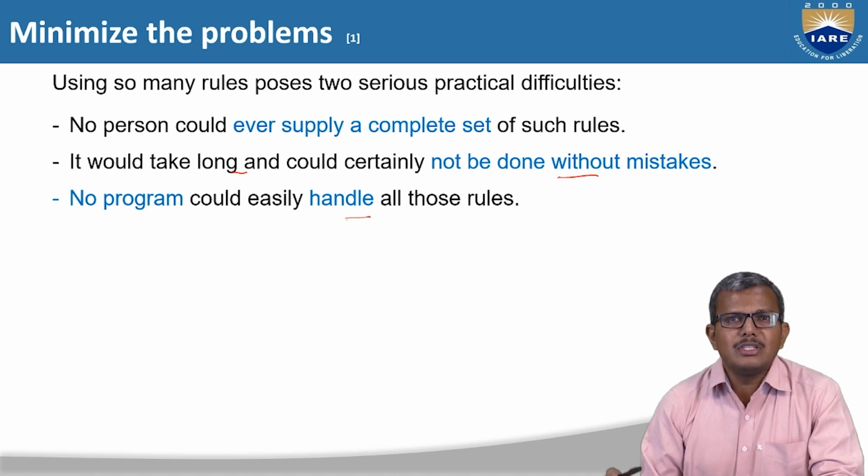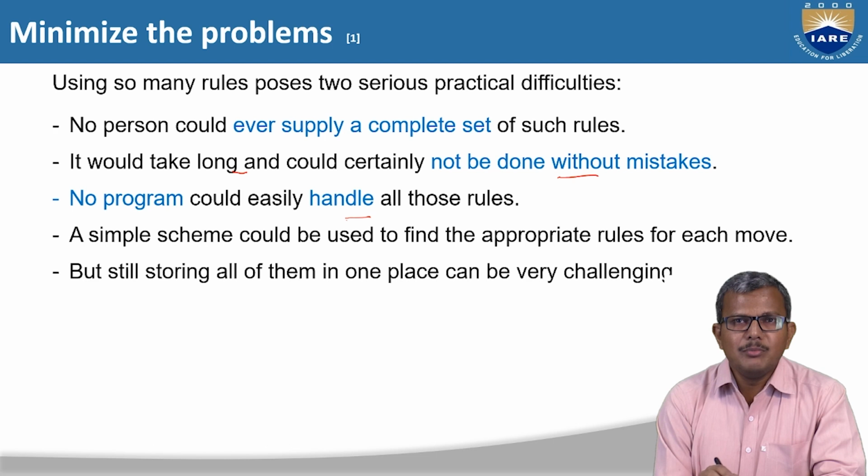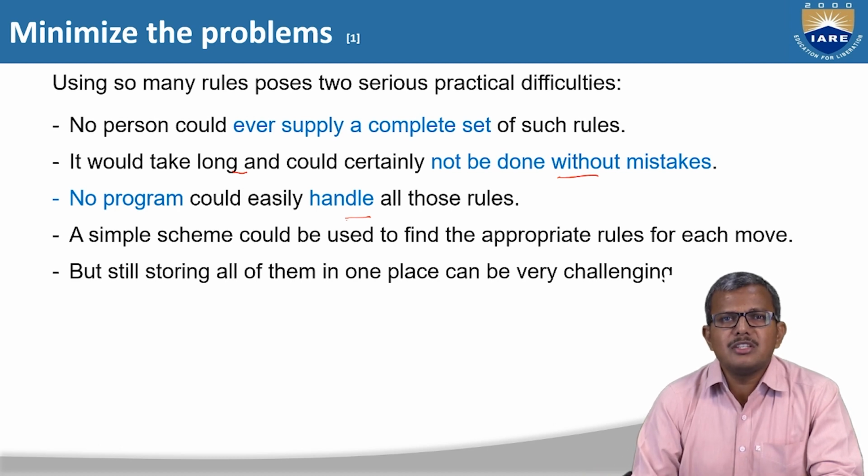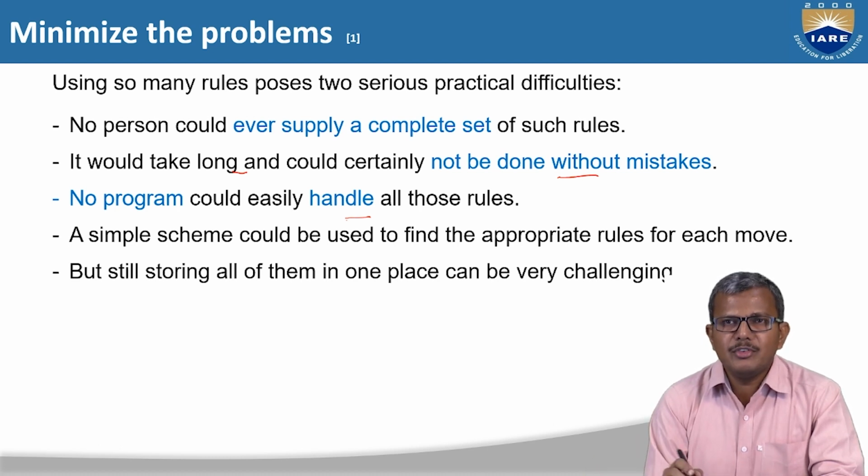Why? Because whatever rules are represented, those 10 to the power of 120 rules again need to be represented in the form of a program. So the program itself is going to become more complex. So a simple scheme, a simple kind of representation or technique, is required in order to represent such a large number of moves. But even if you could identify such a simple technique, it will be very difficult even to store that many rules. But still there should be a simple method.